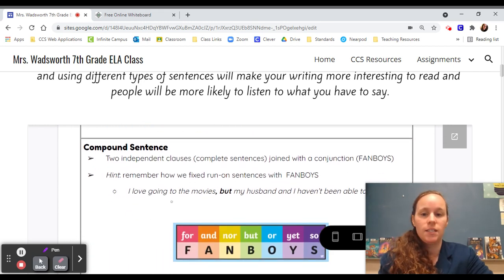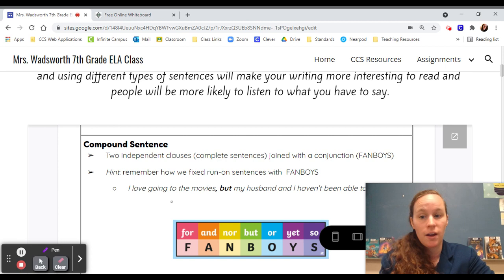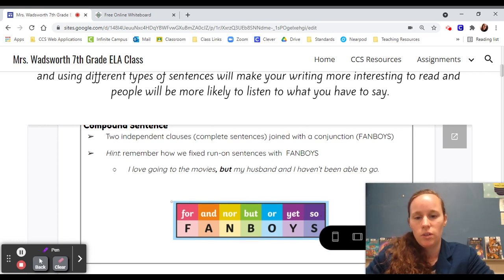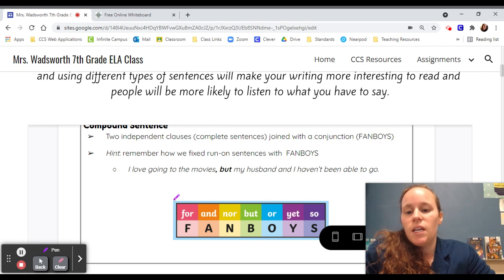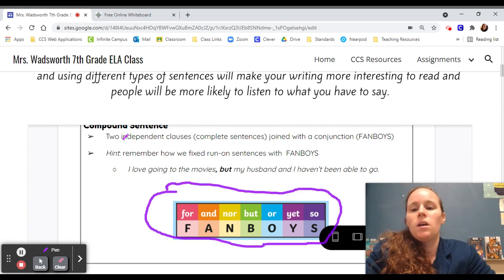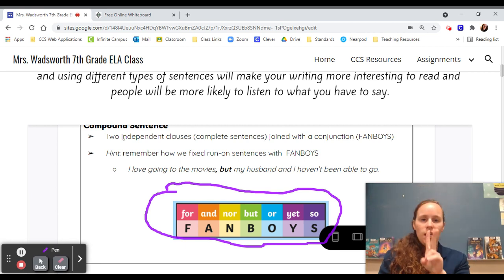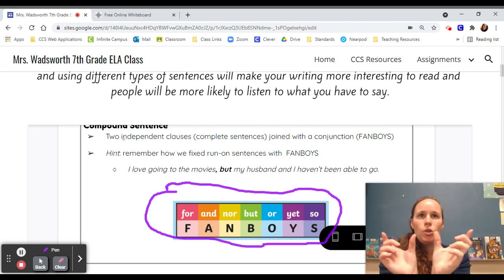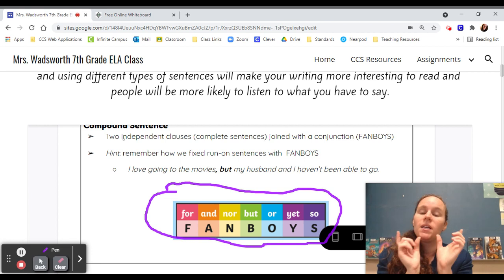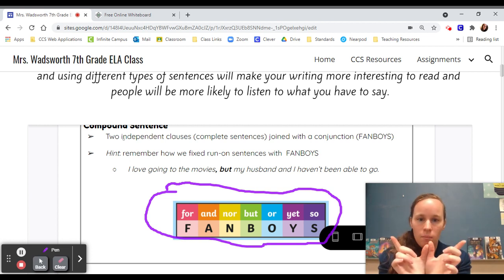Next is compound sentences. So you probably use these as well in your writing without even realizing it. These have the fanboys in it: for, and, nor, but, or, yet, so. So pay attention to these fanboys. If you see here, and let me actually circle, right there. A compound sentence has 2 independent clauses, meaning 2 parts of a sentence that could stand on their own. They could be like their own individual sentences, or to make your writing stronger, you combine them with one of these fanboys.